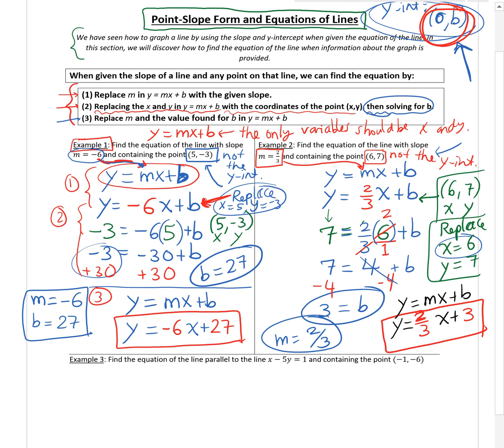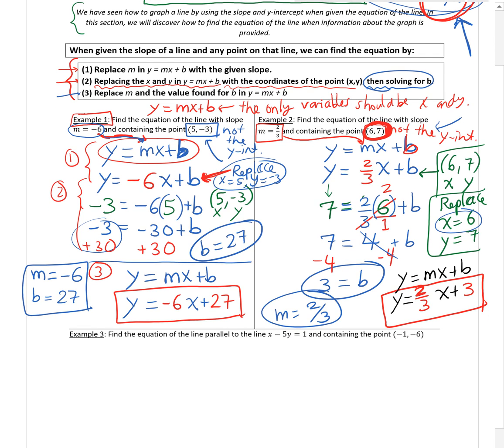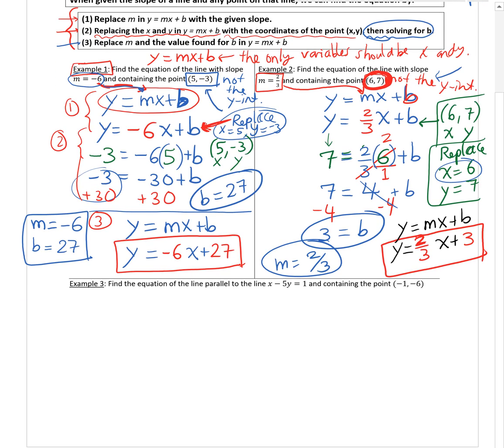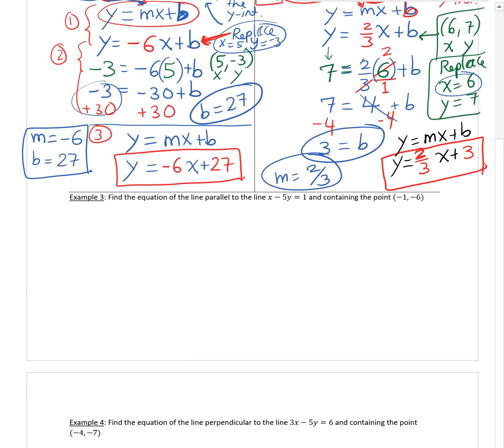I think the biggest trap to fall into is thinking that the point you're given, like in this one where we were given 6, 7, just gives you the y-intercept. It eventually does give us that, but we have to do a lot of work, and the y-intercept is neither 6 nor 7. It's going to be something else that's not obvious right away. So be a little bit careful.